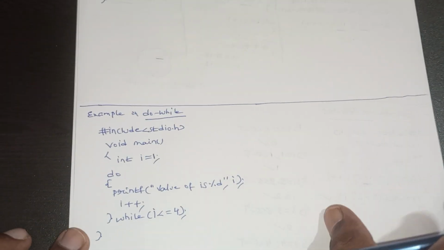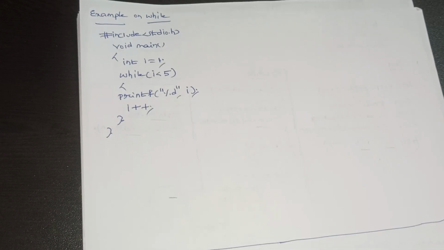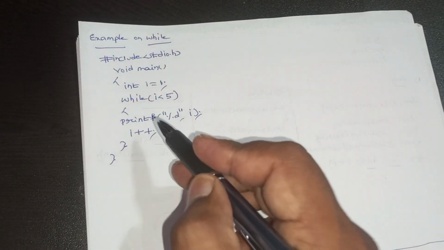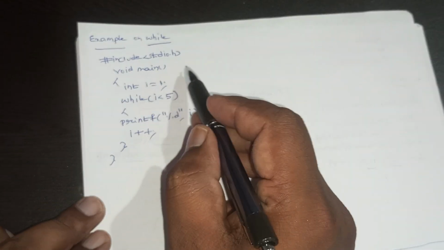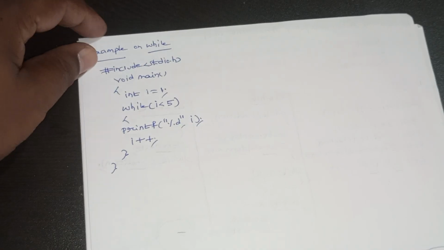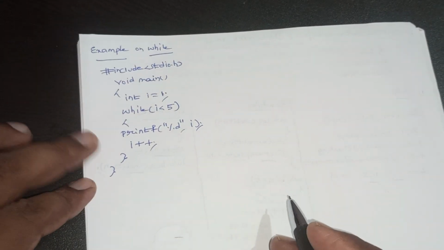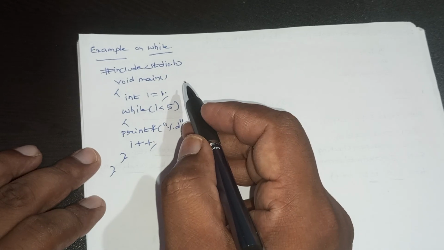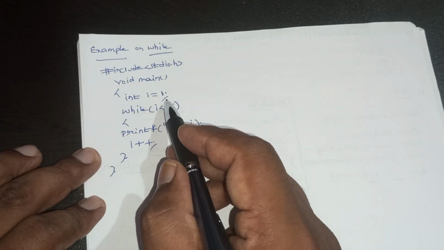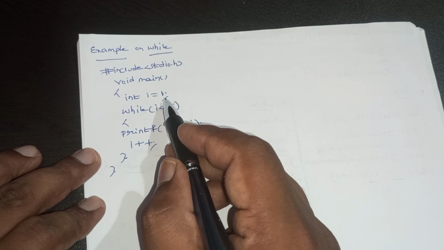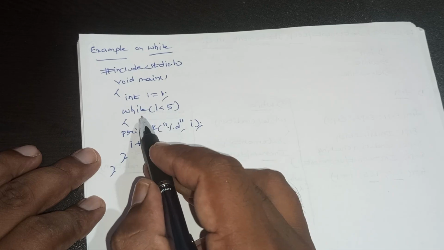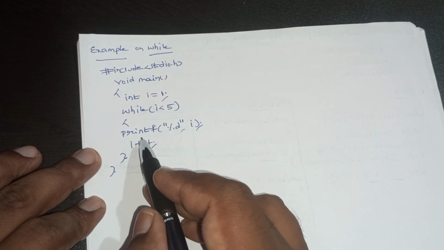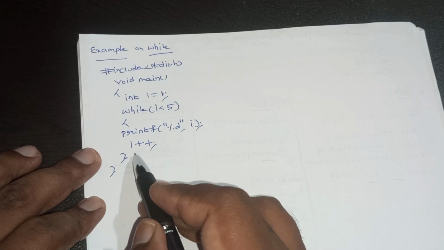Now the second one, now coming to the while loop. Now see here, this is the same. This is the header file section, this is the main. Main is mandatory in the C programming language. Next, I equal to 1. I is a variable of type integer having a value 1. Now this is my concept: while I less than 5, then what am I doing? I am printing the value, I plus plus.